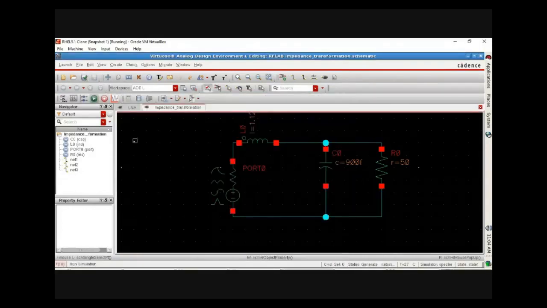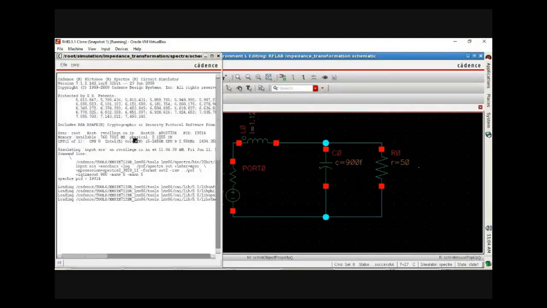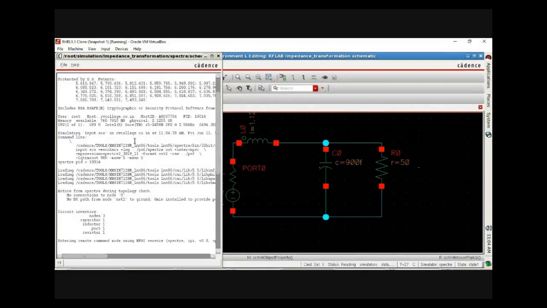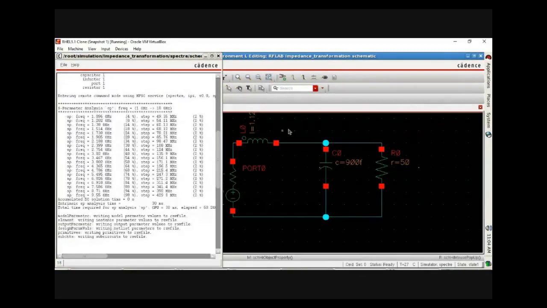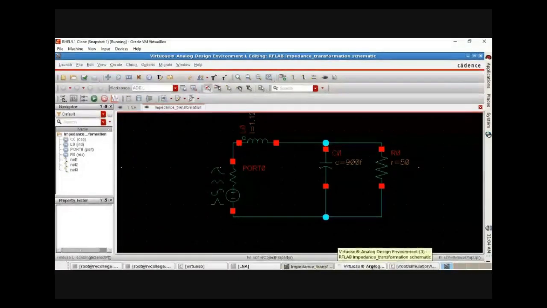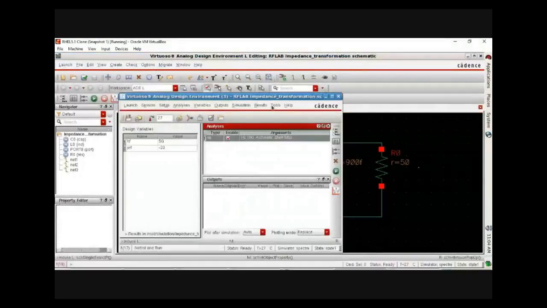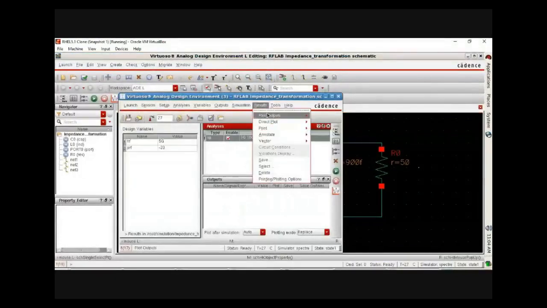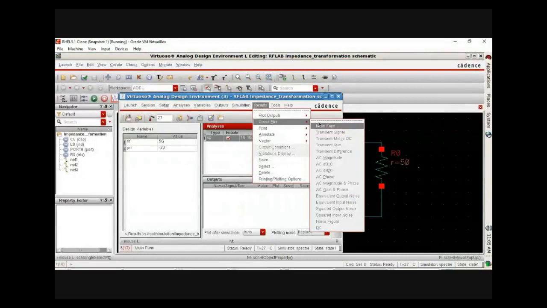Just saving and simulating this again. The values you're seeing on the circuit schematic now are based on the assumption that the Q factor is much larger than 1. We wanted to transform the 50 ohm to 25, but let us see what impedance we are getting, whether the imaginary part is cancelling, the imaginary part is 0 and the real part is 25. We'll just check.